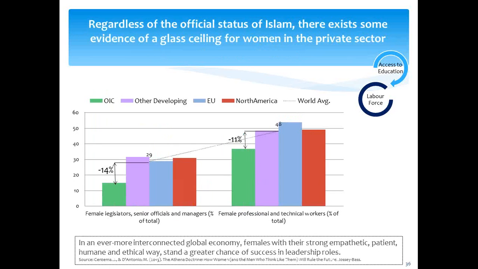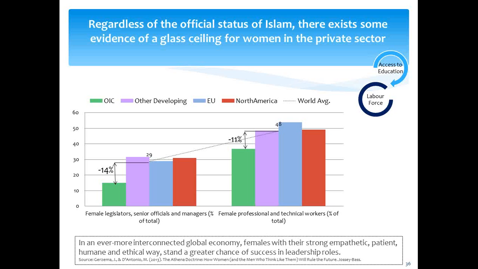Now, if we agree that if you're not self-employed, then perhaps you're working for an employer, I looked more specifically at the females in leadership roles as well as professional roles. So by leadership roles, I wanted to see, for example, females as legislators, senior officials and managers, and in professional and technical roles. So on the right side, we can see that in professional roles, females in OICs are lower than the world average by 11%, and in senior leadership roles, they're lower than the world average by 14%.